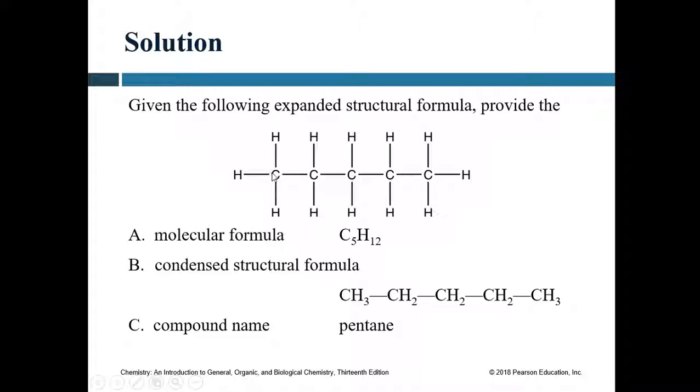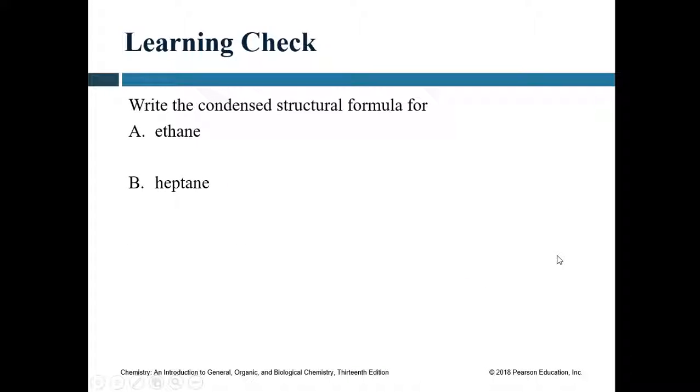Well, we look and see the molecular formula. 1, 2, 3, 4, 5 carbons. And so 5 carbons means we have 12 hydrogens. We either count the hydrogens or we use the formula, which is 5 times 2 plus 2, which is 12. So the condensed structural formula is going to have CH3, CH2, CH2, CH2, and then CH3. The compound name: it's got 5 carbons and all single bonds, so it's pentane.